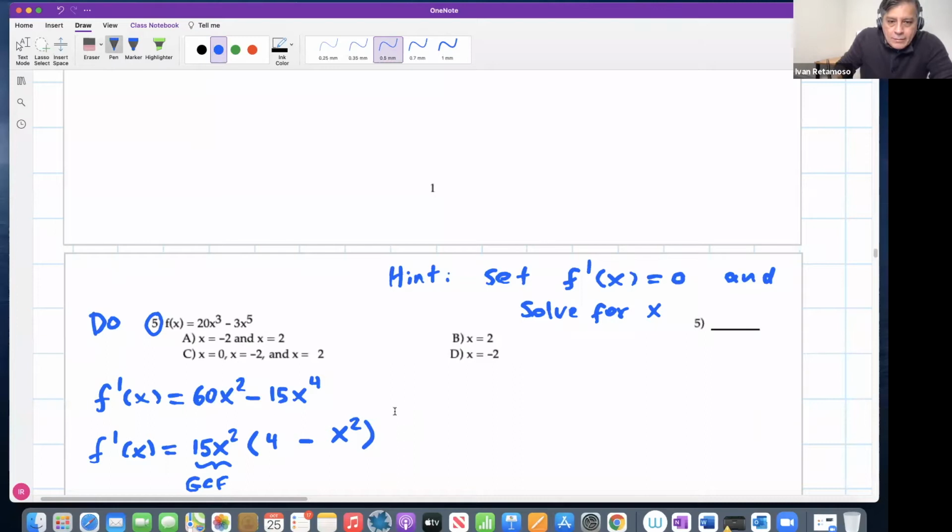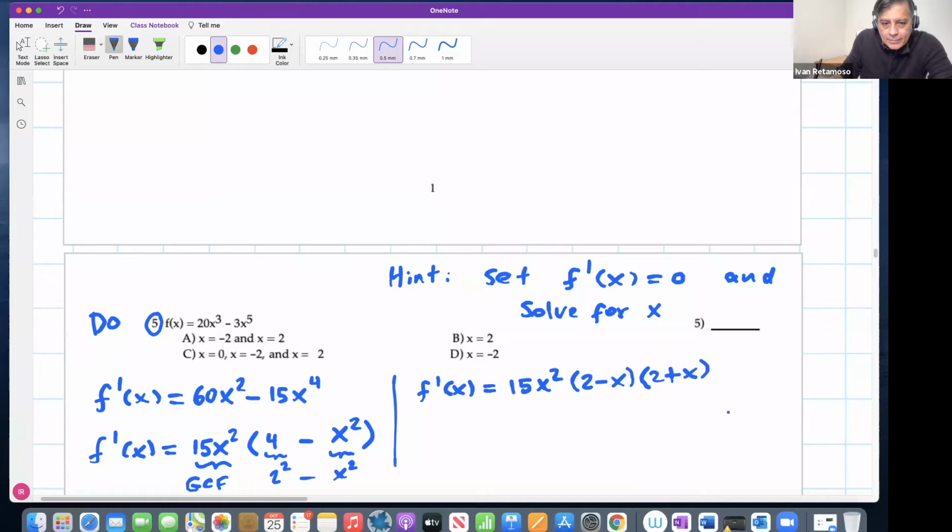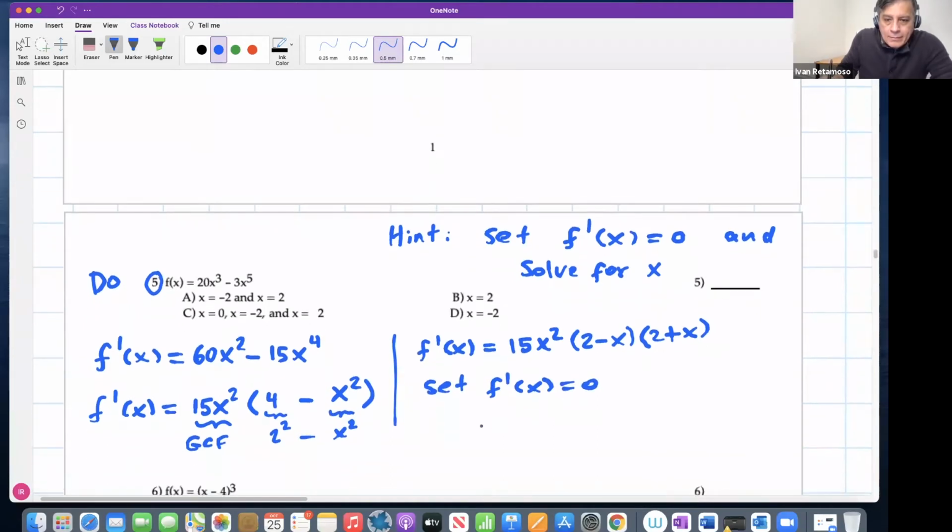Yeah, now, carefully, I'm going to continue the factorization, okay? F prime of x equals 15 x to the second power. Notice this guy is 2 squared. 2 squared minus x squared. Using difference of squares, 2 minus x times 2 plus x, right? That's it. Now I set this guy equal to 0 and solve for x. So 15 x squared times 2 minus x times 2 plus x equals 0.